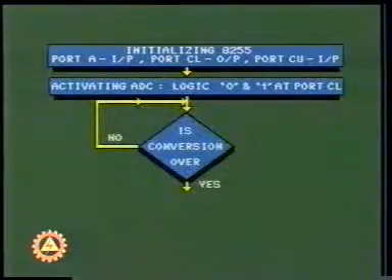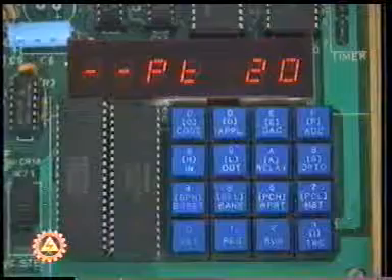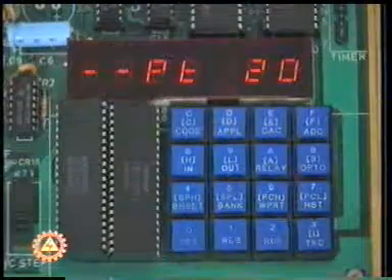If the conversion is not over, the processor waits for it. On completion of the analog to digital conversion, the processor inputs the data through port A, calculates the corresponding temperature in degrees Celsius and finally displays it.